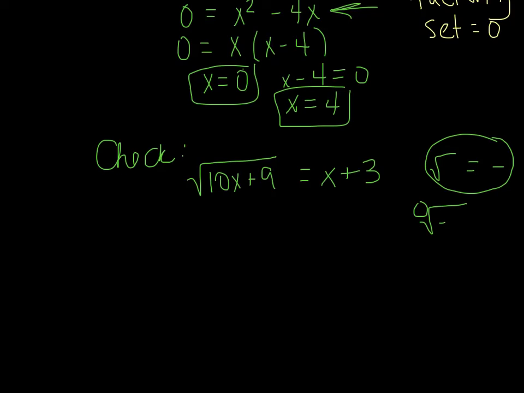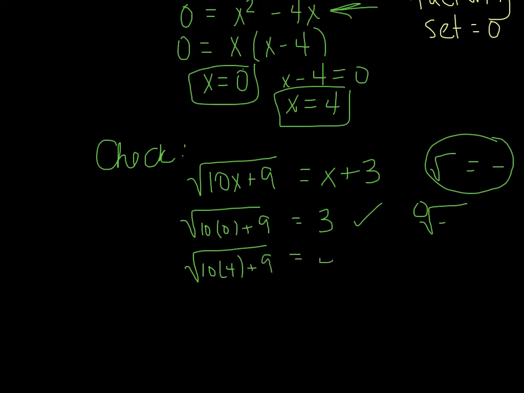So we go to plug in 0, and I get the square root of 10 times 0, which is 0, plus 9, equal to positive 3. When I plug in 0 for that x, I get 0 plus 3, giving me 3 on the right-hand side. So the square root of 9 equals 3. That checks. Second check is going to be the square root of 10 times 4 plus 9 equal to 4 plus 3. When I check this one, I get that the square root of 49 is equal to 7, and that's a check as well.